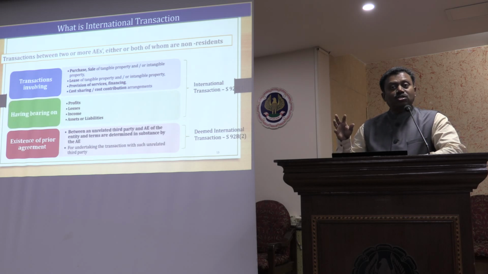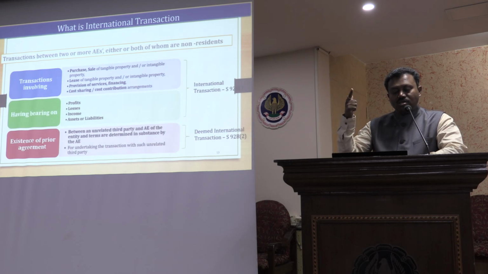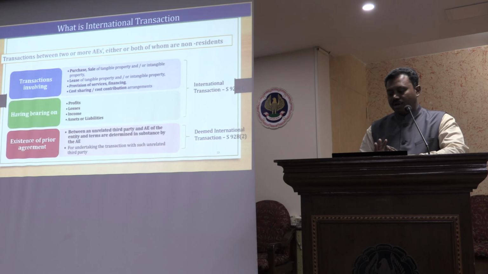So these international transactions will have bearing on profits, losses, income, assets or liabilities. If these transactions have any bearing on income, profit, losses, assets or liabilities, then it becomes an international transaction. Otherwise, no. Existence of a prior agreement between an unrelated third party and the AE of the entity, and terms are determined in substance by the associated enterprise for undertaking transactions with such unrelated third party. They have entered into the agreement transaction. Now, the first portion, international transaction, is 92B(1), which is a plain definition.